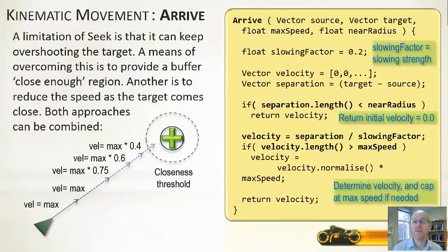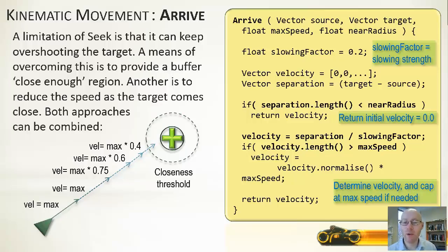So there's the arrive function here. We're taking in again our source, where we're at, our target, where we want to go to, our maximum speed, which is the maximum speed at which we can travel, and our near radius. We're going to use this for triggering where we actually will start slowing down.